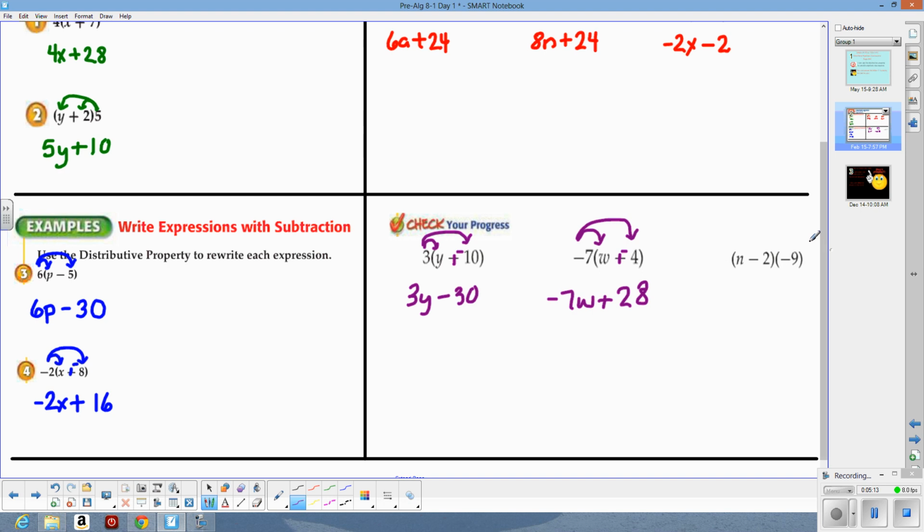This one looks a little different. It's everything inside of the parentheses times negative 9. So negative 9 times n is negative 9n. And then once again, this minus 2 is like a negative 2. So negative 9 times negative 2, that's going to be a positive 18. And since it's positive, we're going to write plus 18.